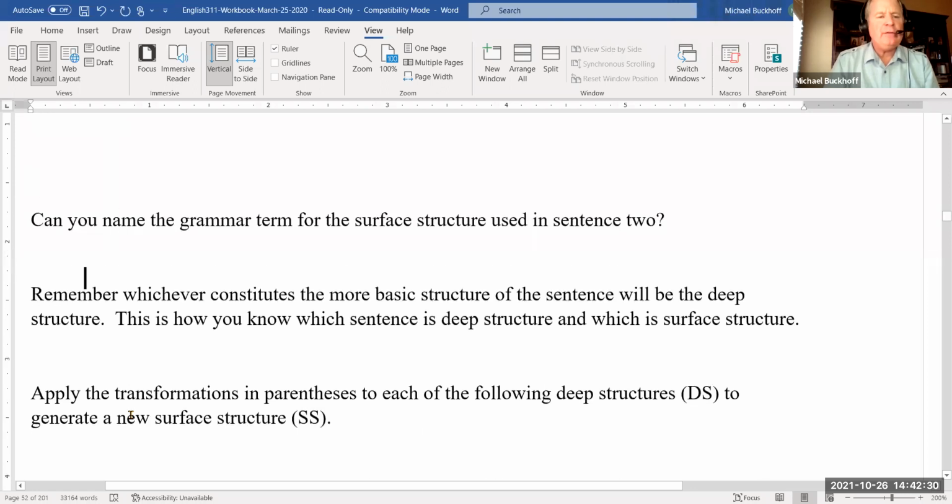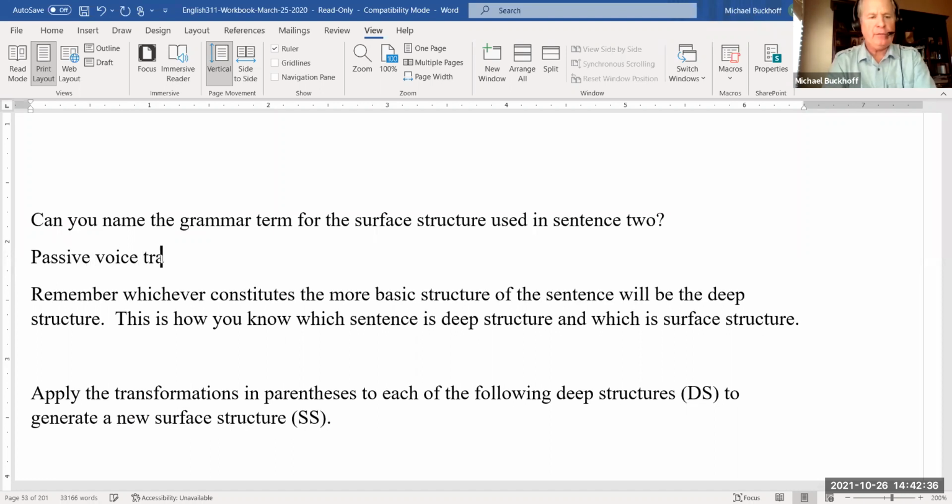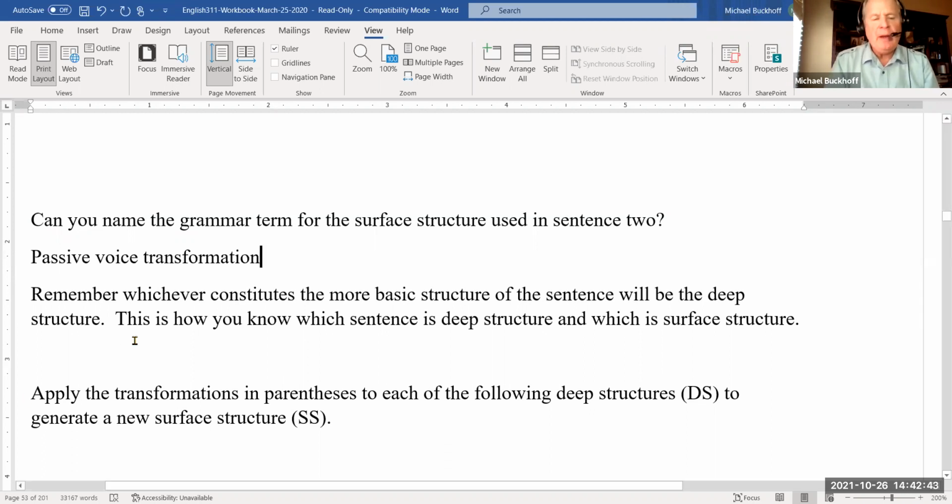So we call this, can you name the grammar term? We're going to call this passive voice transformation. Remember, whichever constitutes the more basic structure of the sentence will be the deep structure. This is how you know which sentence is deep and which is surface structure.